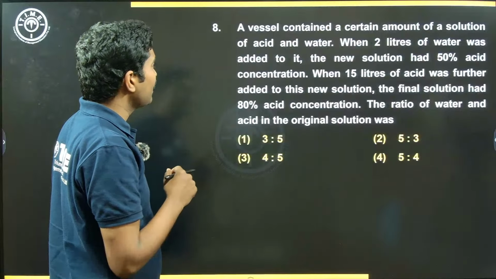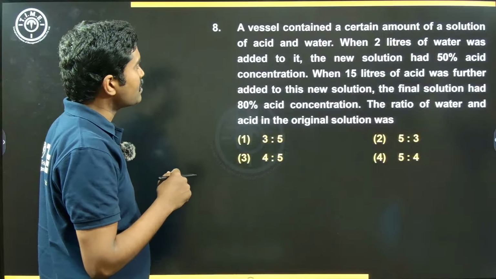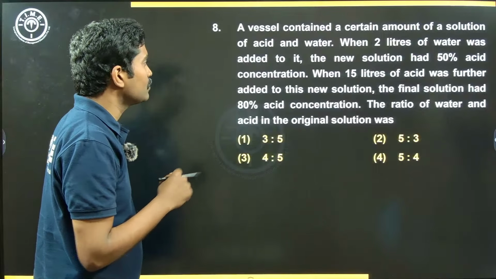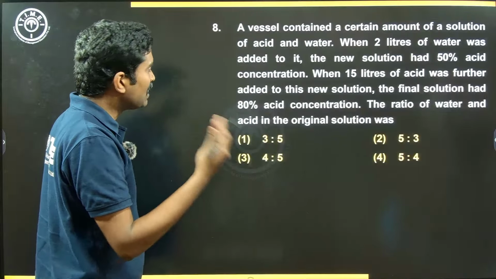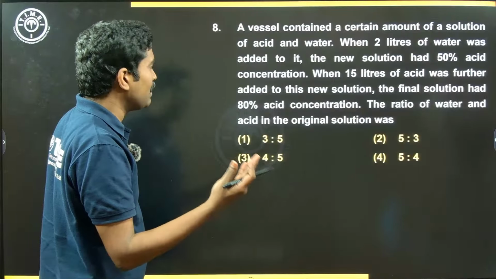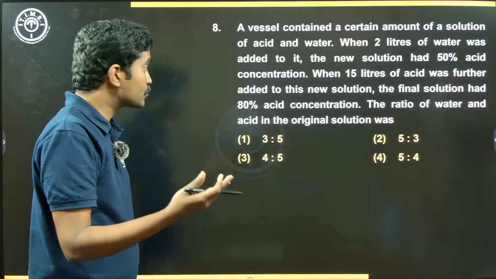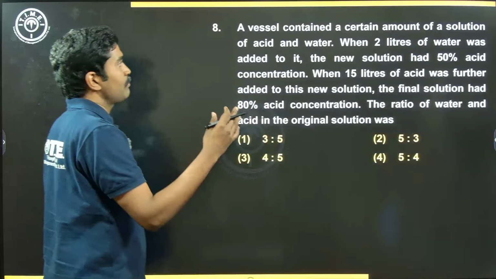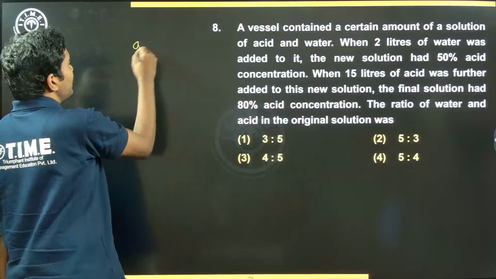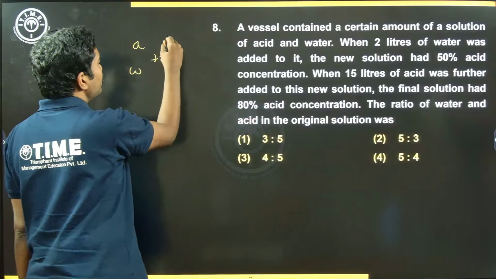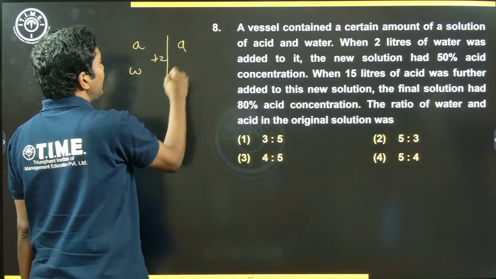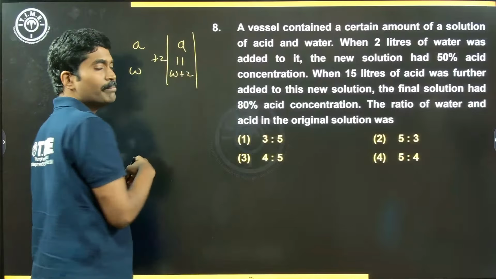Right? A vessel contained a certain amount of solution of acid and water. 2 liters of water was added. Solution had 50% acid. All right, quick, not difficult this part. 15 liters of acid was further added. The solution had 80% acid. All right, looks doable. There's a certain amount of solution of acid and water. Let's say A amount of acid, W amount of water. When 2 liters of water was added, A and W plus 2. What happened? The new solution had 50% acid concentration, meaning after 2 liters was added, these two became equal.